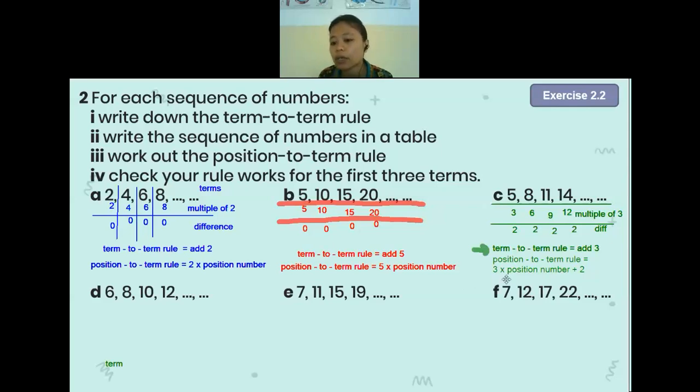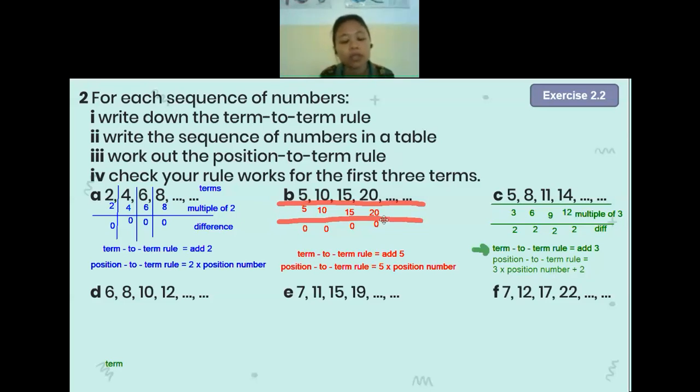That's why later for the position to term rule it will be 3 times position number. It is multiplied by 3 because that's how we work for the position to term rule. When we already have the term to term rule, to find the position to term rule, we need to find the multiples of 3. That's the rule. For example, question B is plus 5, so I need to find the multiples of 5, which are 5, 10, 15, 20.